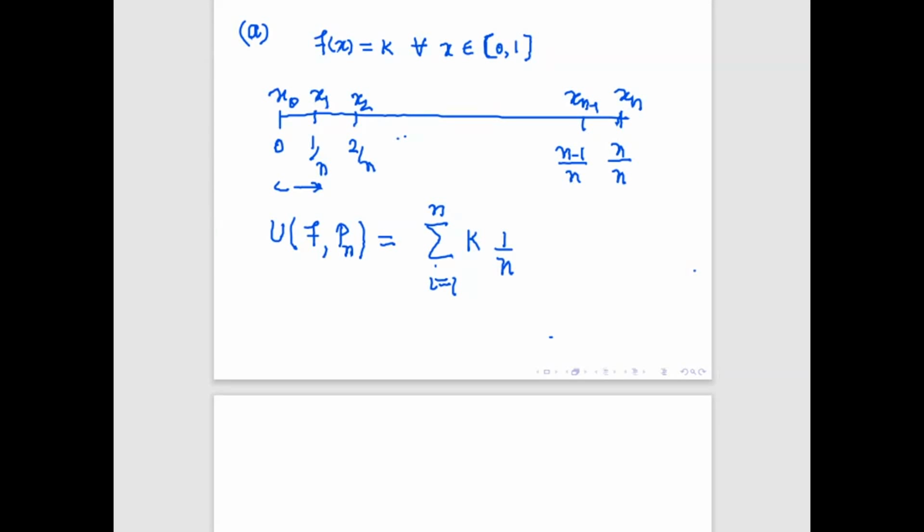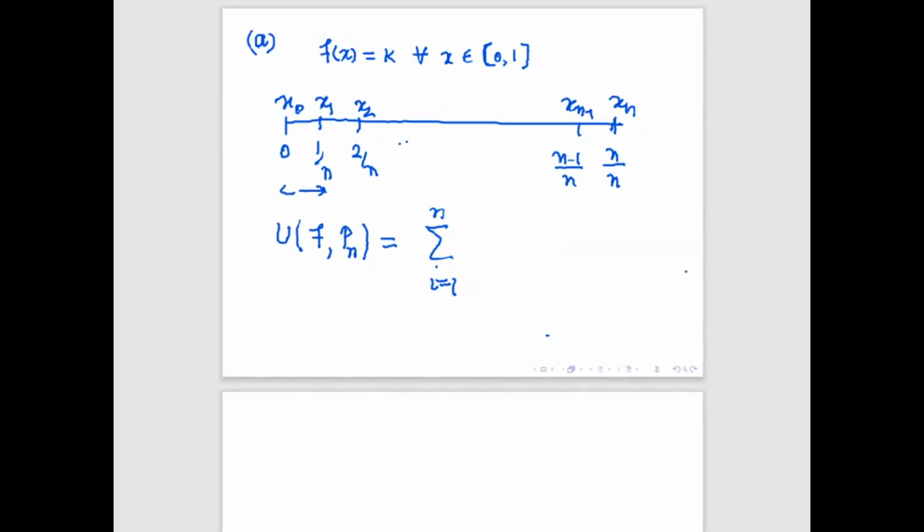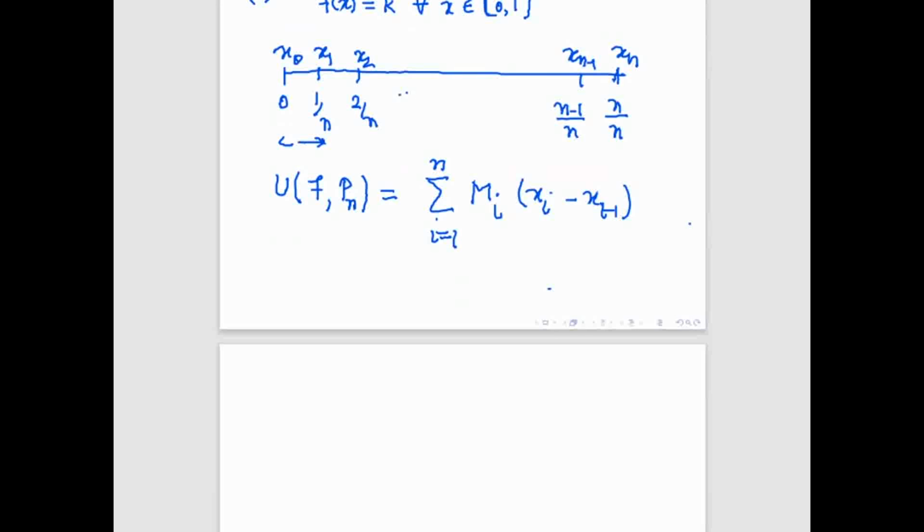or I can write the formula, then here capital Mi, that is the supremum in that interval, and xi minus 1, sorry, xi minus 1, the length of the ith interval. So that is k, and that is 1 by n, i from 1 to n. If you add, what you will get is k by n is constant. If you add 1 n times, you will get k only. Sir, how is Mi equal to k?